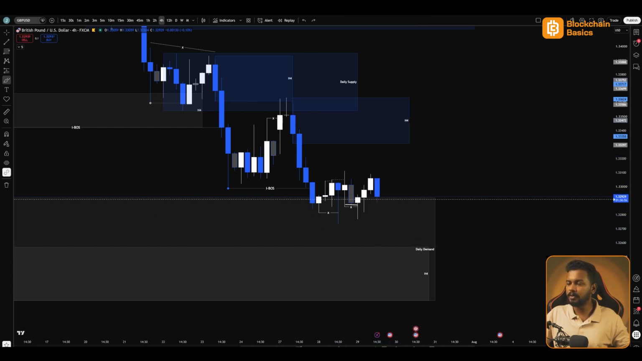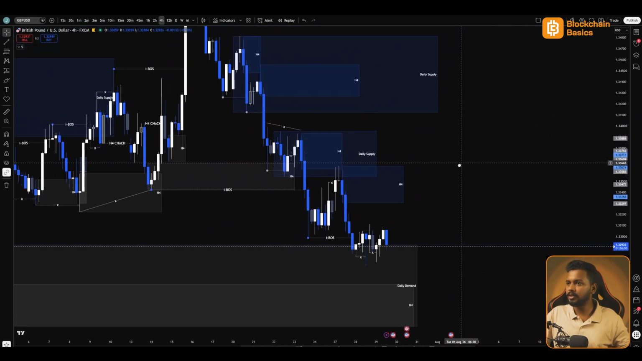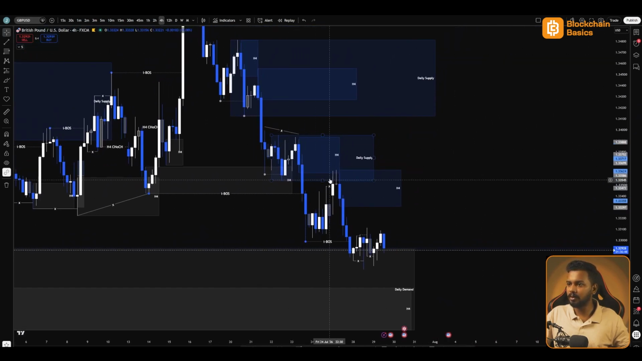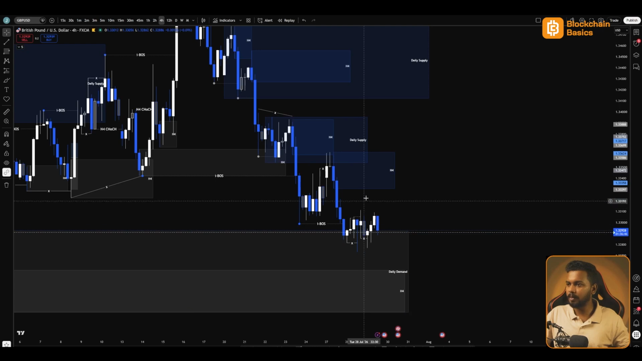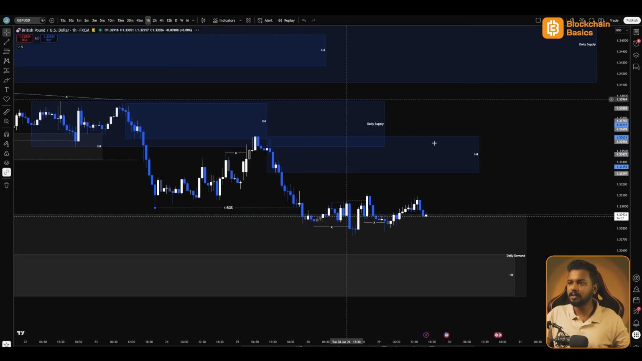So from the H4, this is what I'm seeing. And why I'm looking bearish on GU is because we have been following a bearish order flow. So that is why I think that maybe price could come into the H4 supply and then continue back to the downside into this daily demand. So let's see this on the H1.